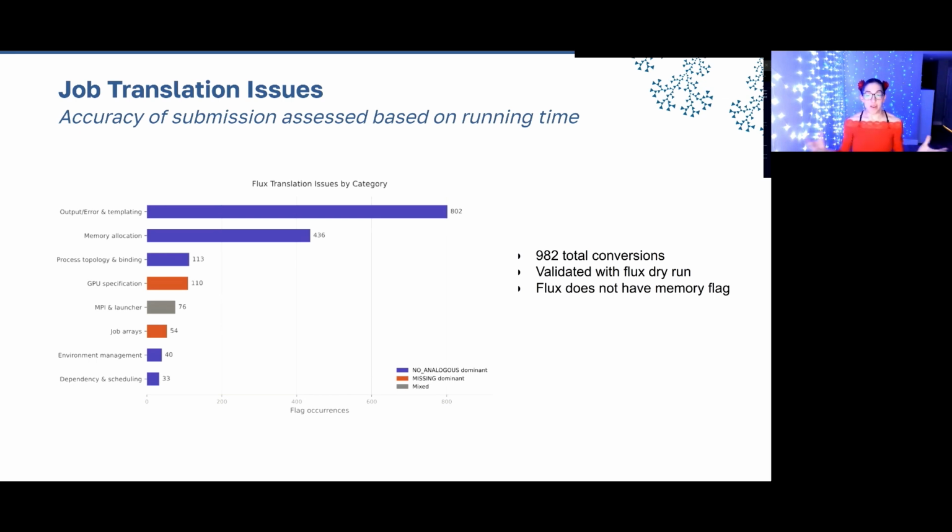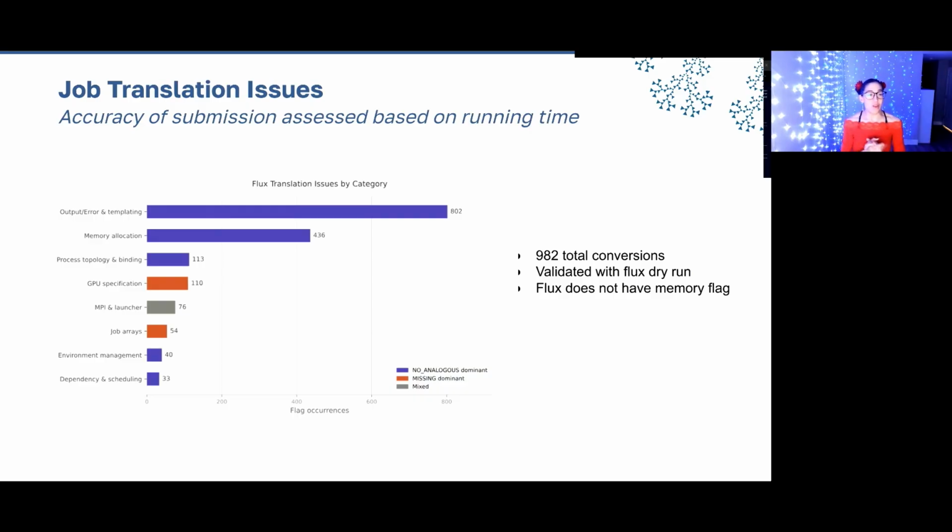So out of the 1,000 job specs, we could only do 982, which meant that there was a subset of them that the agent determined were not actually job specs. And we verified that they tended to be like batch scripts that would be given to a workload manager. I'm not sure how that would work. We validated these with a Flux dry run to make sure that they actually generated valid Flux job specs. And importantly, I need to point out here that Flux does not have a memory flag.